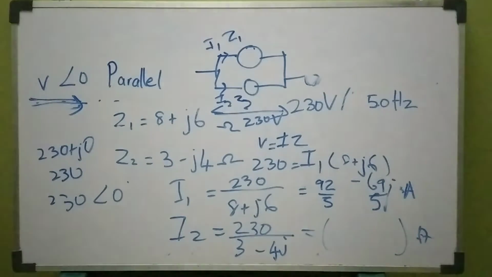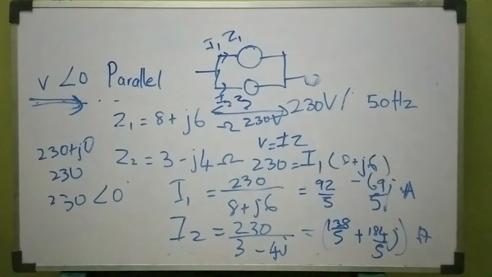From that, they are asking the total line current. If you find the answer in the polar form, it would be difficult to directly add those things. So I'm going to figure out I2 in Cartesian form, because it would be useful to continue the second part. So 3 minus 4j, it would be 138 by 5 plus 184 by 5 j. So this is the answer.